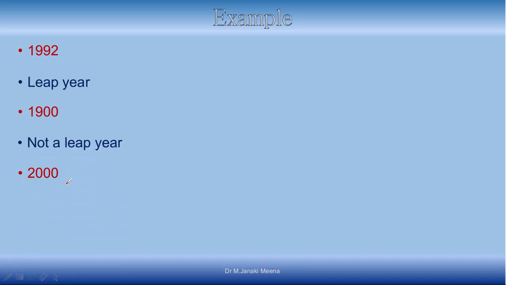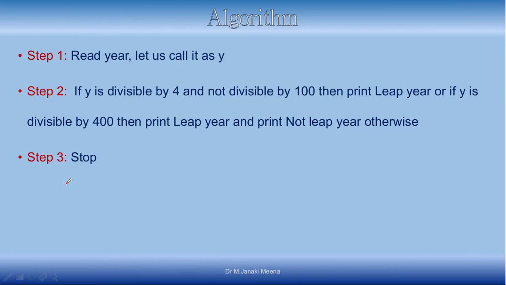And consider the next example, 2000. Try to divide it by 4, yes, divisible. And when you try to divide it by 100, it is divisible. So the first condition fails. Now consider the second condition, whether it is divisible by 400. Yes, it is divisible by 400. So the year is going to be a leap year. These are all the examples, and now we will write the algorithm.